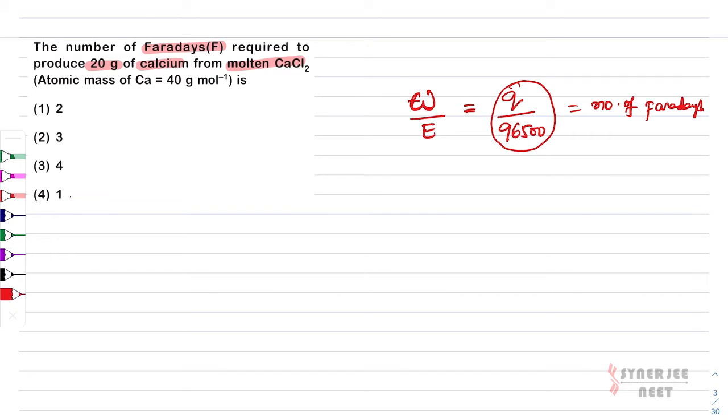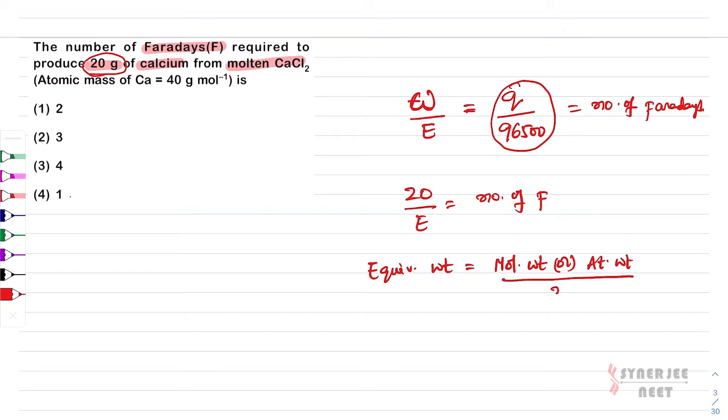Number of Faradays. Now, what is the mass which is produced in the electrolysis process? 20 grams. So 20 divided by equivalent weight is equal to the number of Faradays. So if we calculate E, then we will get the answer which they are asking for. Now, equivalent weight is calculated as molecular weight or atomic weight divided by n factor. N factor means here the number of electrons which are involved in the conversion process.